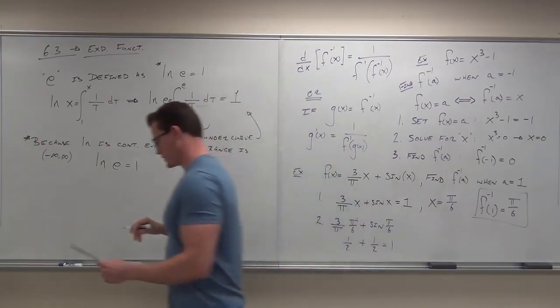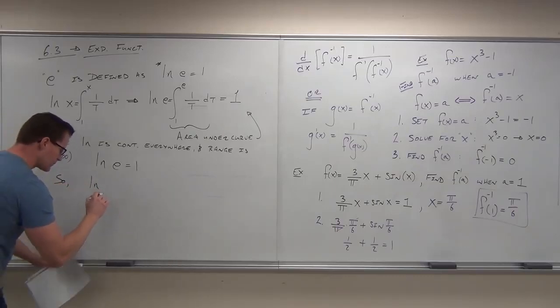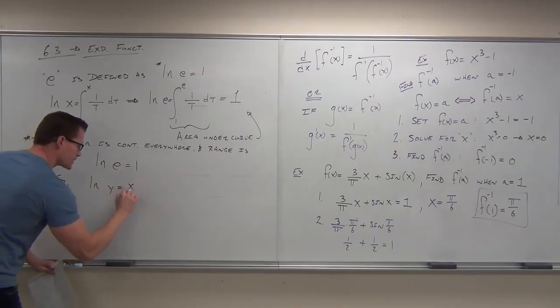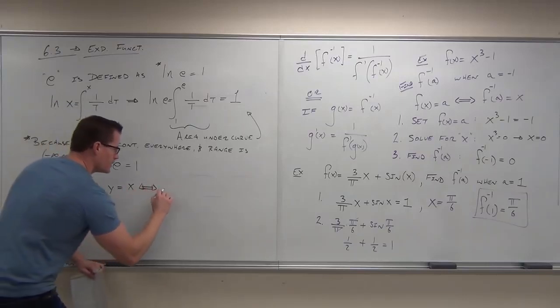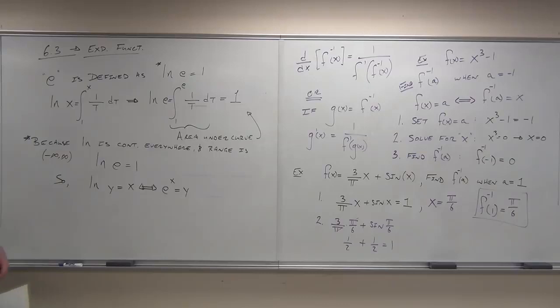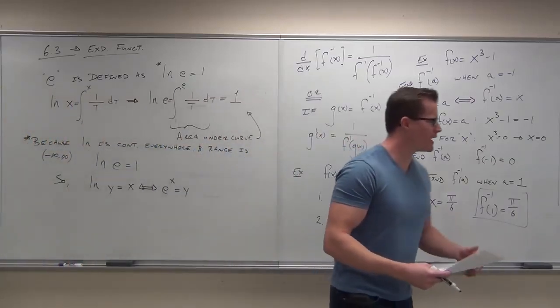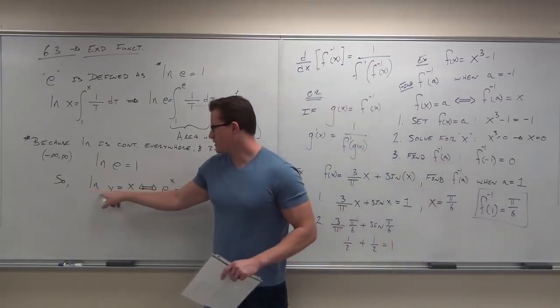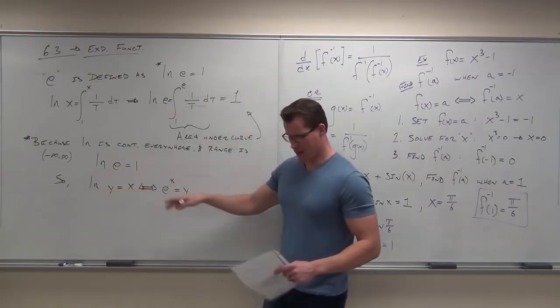The last definition that we've got for this: we define it so that if ln of y equals x, we have that if and only if e to the x equals y. That's how we go back and forth between exponential and logarithmic notation. If you don't remember that, what's the base of ln? It says base to the power gives you the argument of the log. That's what we have right here.